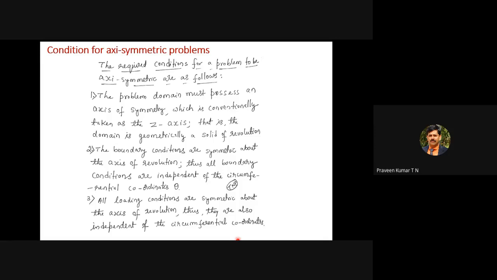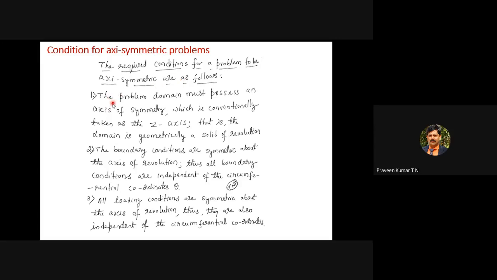Now, to consider any three-dimensional problem as an axisymmetric problem, it should satisfy three conditions. One is the boundary should be symmetric, the loading should be symmetric, and the geometry should be symmetric. Those things are explained here. The required conditions for a problem to be axisymmetric are as follows.